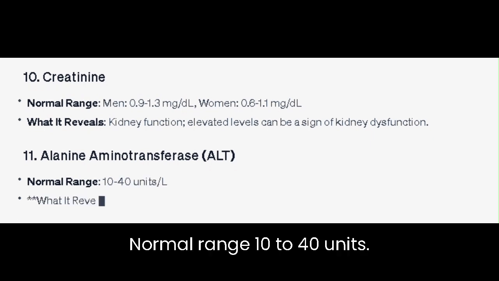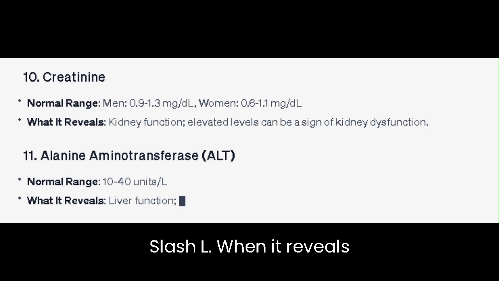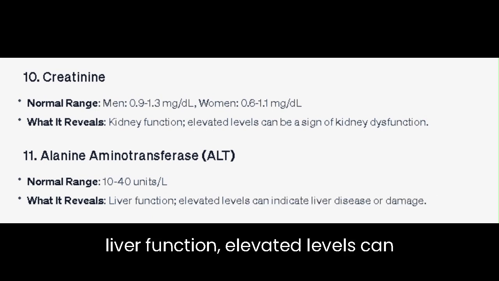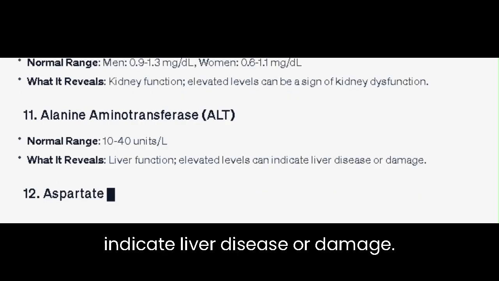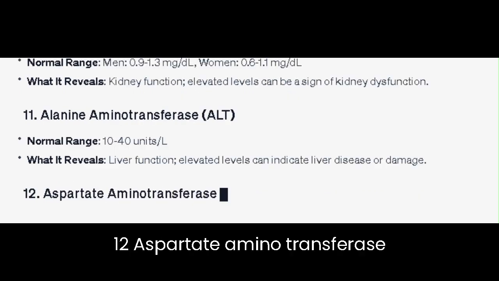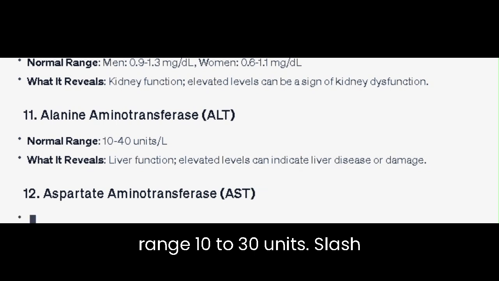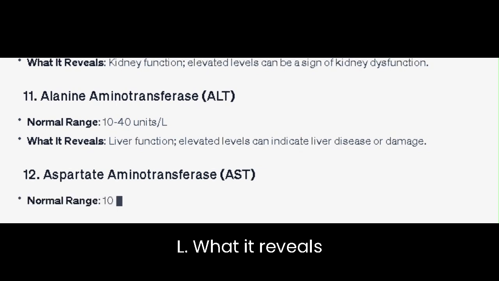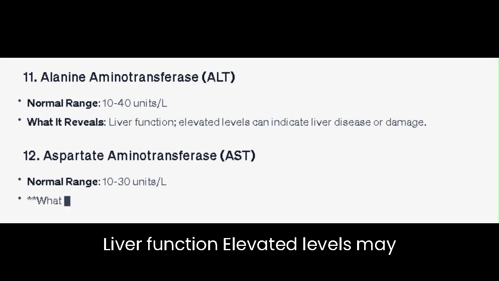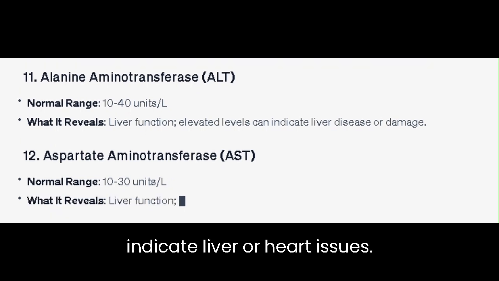Normal range, 10 to 40 units per liter. What it reveals: liver function; elevated levels can indicate liver disease or damage. 12. Aspartate aminotransferase, AST. Normal range, 10 to 30 units per liter. What it reveals: liver function; elevated levels may indicate liver or heart issues.